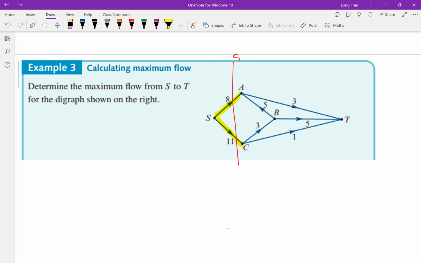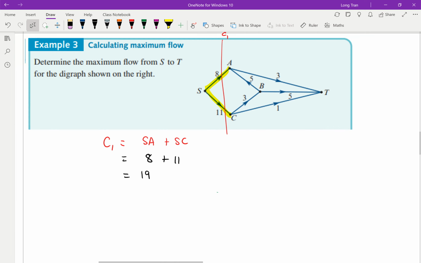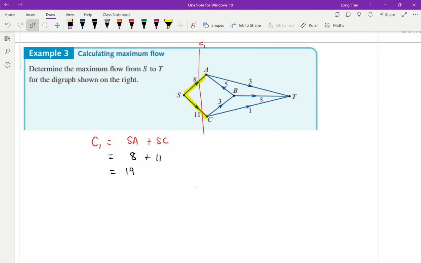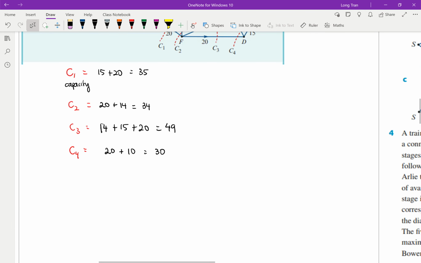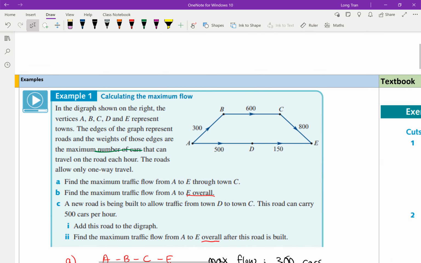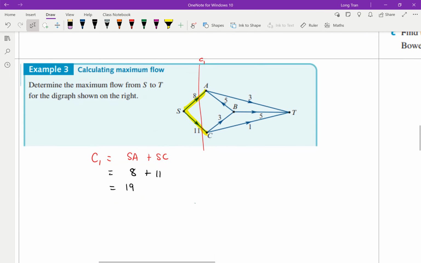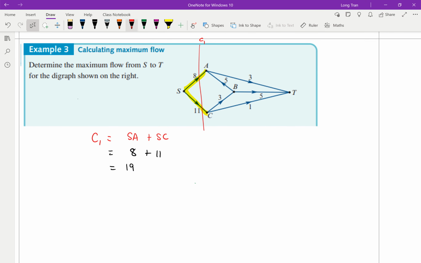But what we can see is in my first cut, the two edges I've selected, S to A plus S to C, have a total capacity of 8 plus 11, which gives me 19. Now remember, if I can find the minimum capacity through these cuts, then that will be the maximum flow for this problem. In our previous examples, we were trying to find maximum flow by inspection. But when there are more vertices and edges, it makes it harder, so we use cuts to see what the maximum flow would be.